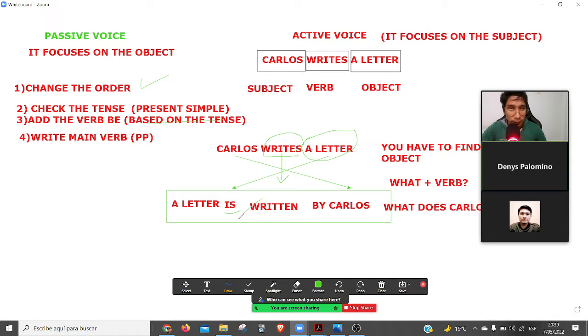The W is not pronounced. Of course, you can use the T flap. You can say written, or written, but that is British. American, you know, they say written, because this is the T flap. You drop this one. So a letter is written by Carlos.